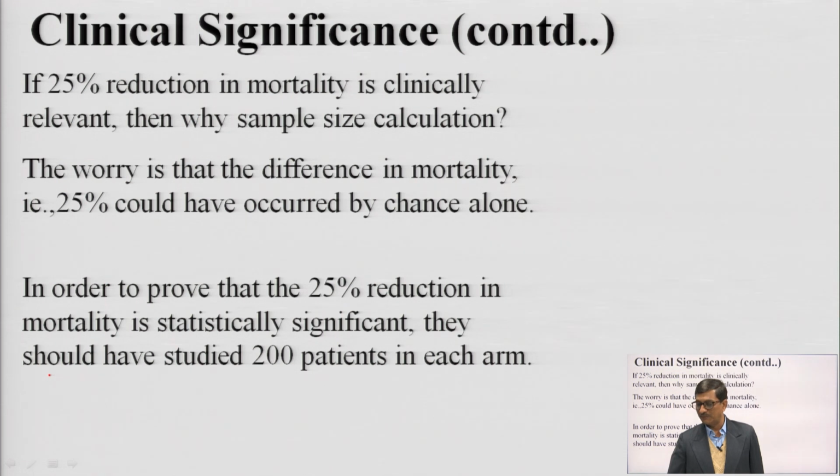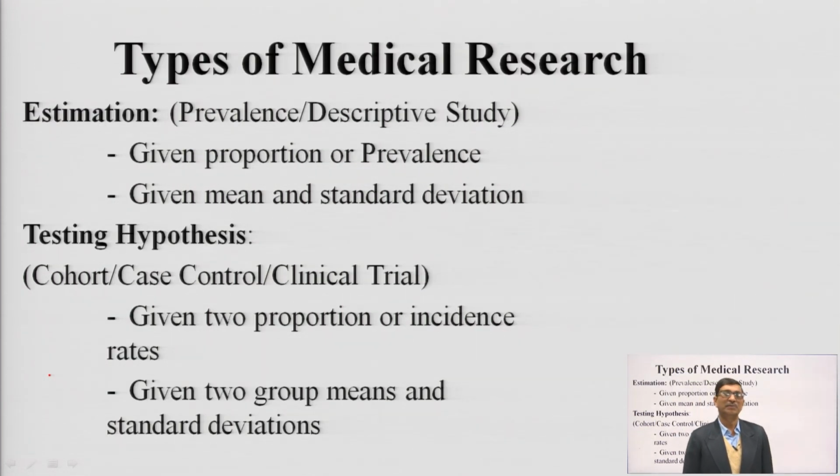So, this is the sample size for this study. When we calculate the sample size, it depends upon the types of medical research. There are two types of medical research, the first is estimation. In estimation, we find the prevalence of any disease, or we do a descriptive study, and in an estimation study there are two conditions. First, either a given proportion or prevalence, and second, we have a mean and standard deviation.